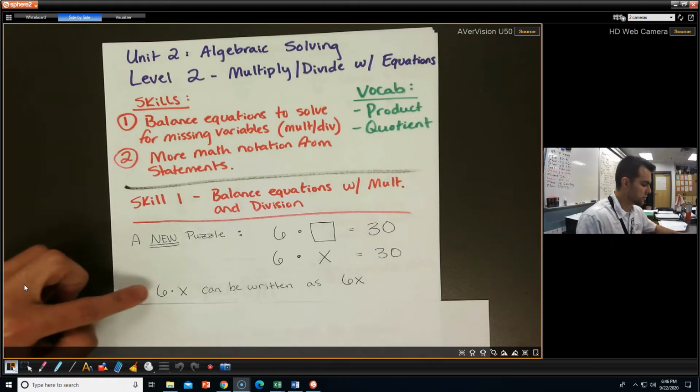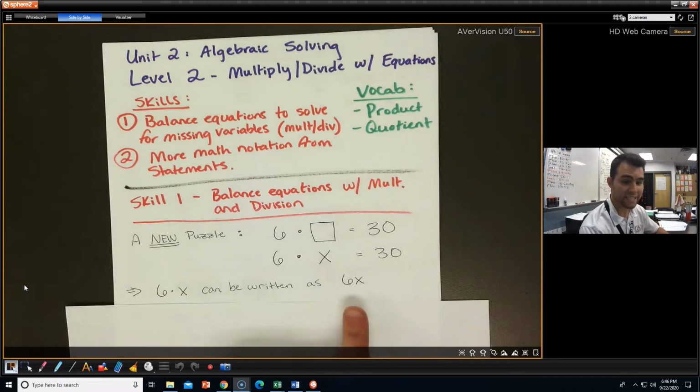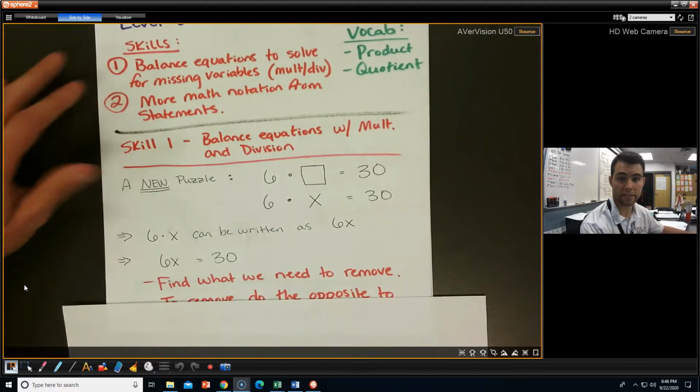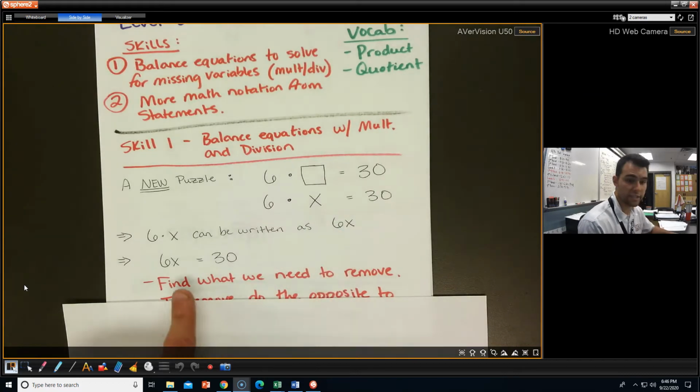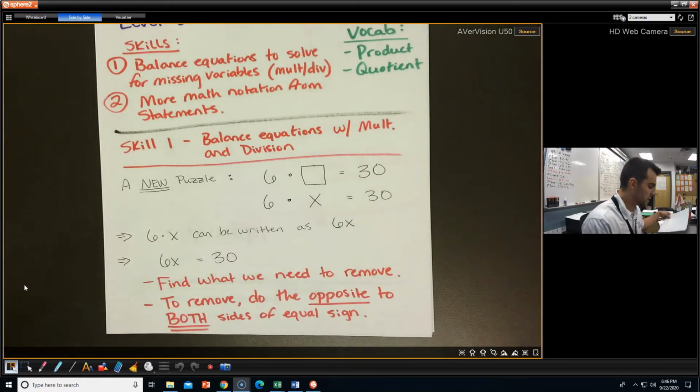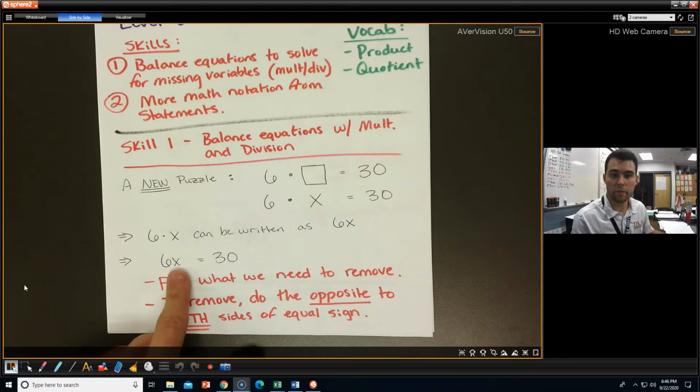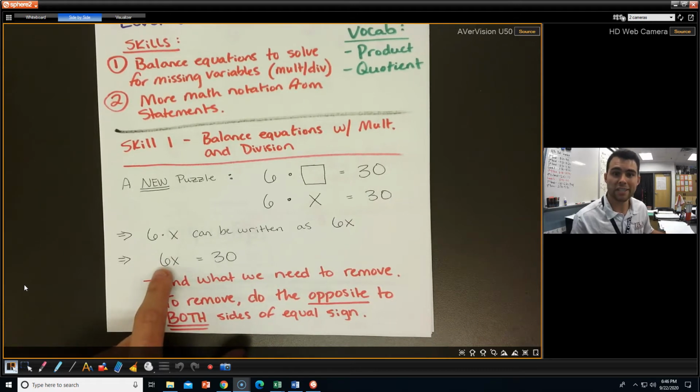So anytime you see something like 6x, and the constant and the variable are just hanging out by each other, 6 times x can be written just like this. And that's how we're going to use it throughout the rest of the year. Okay? So I can rewrite this as 6x equals 30. And in the last lesson, we learned the essence of Algebra 1, which is finding what we need to remove and then doing the opposite to both sides in order to remove that from the variable, okay? We want to get this variable by itself, so I got to get rid of this 6 somehow.